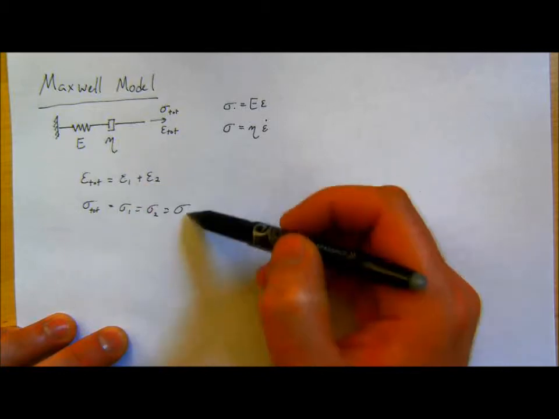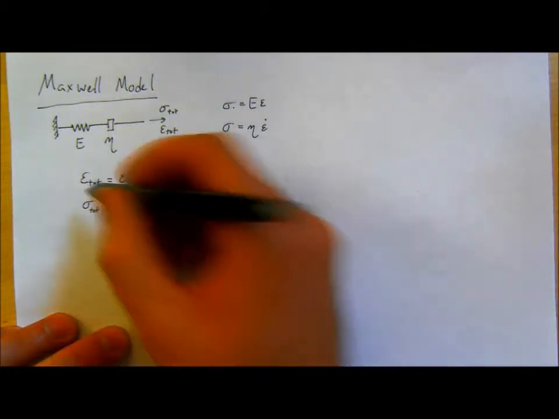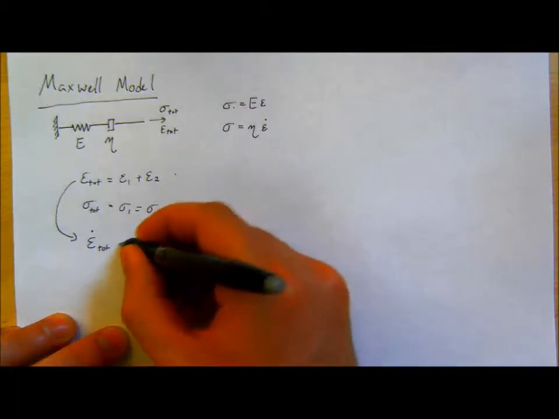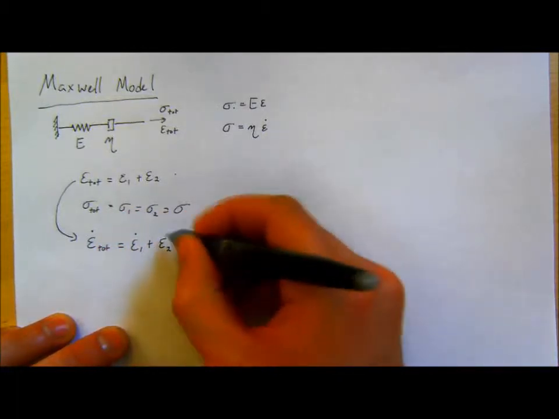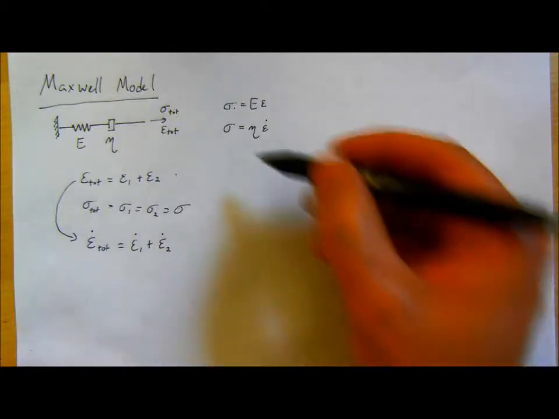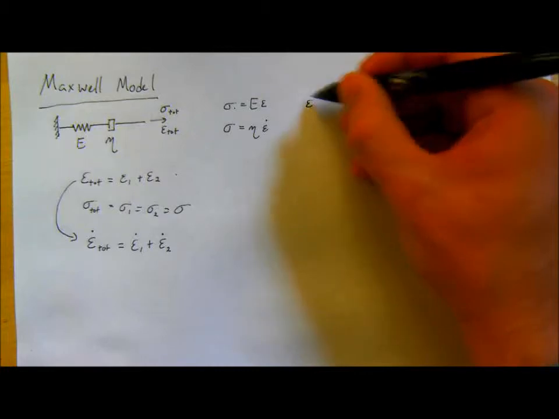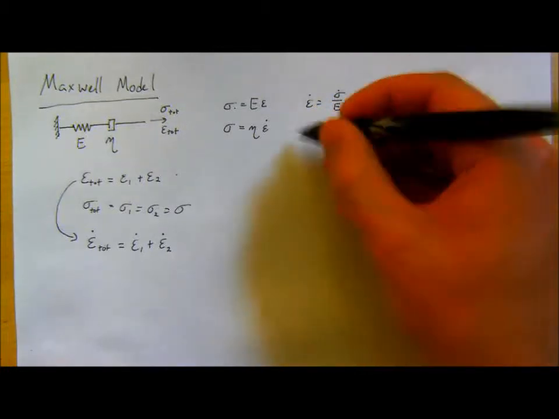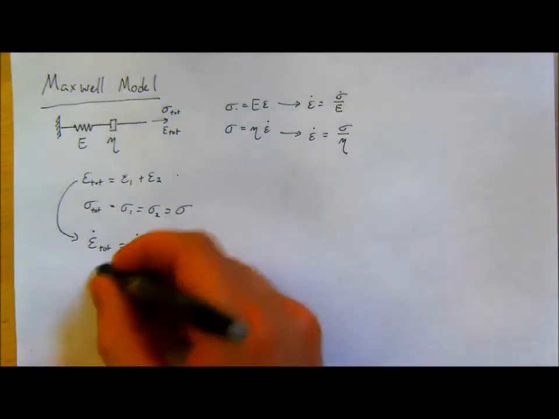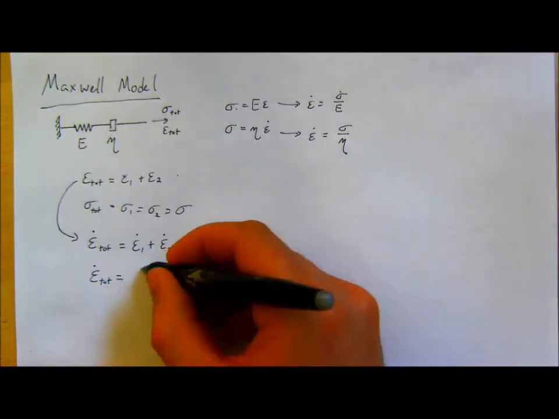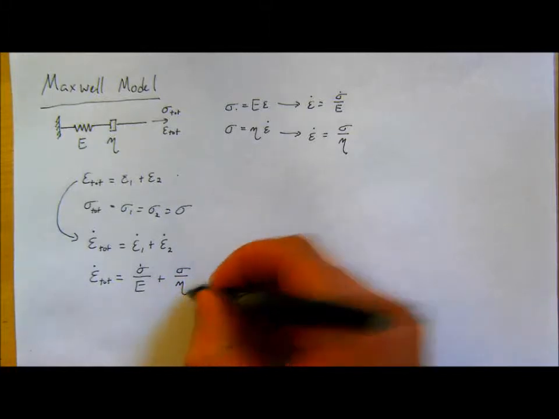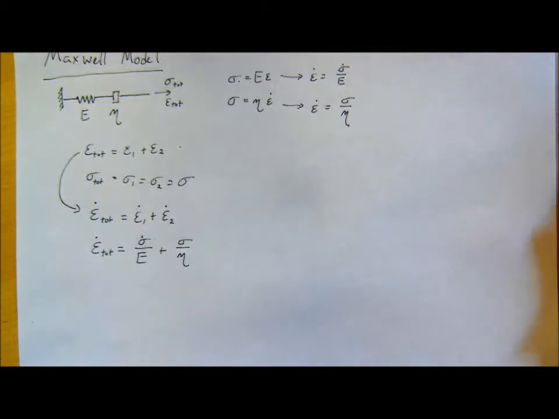So what I can do is take this and take a rate derivative. Epsilon total dot is equal to epsilon 1 dot plus epsilon 2 dot, because these are all separate. When I take a time derivative, these stay separate. Now epsilon dot is sigma dot over E for the spring, and for the dashpot, epsilon dot is stress over eta. So now my strain total rate is sigma dot over E plus sigma over eta. So now I have some relationship between the strain rate and the stress rate.